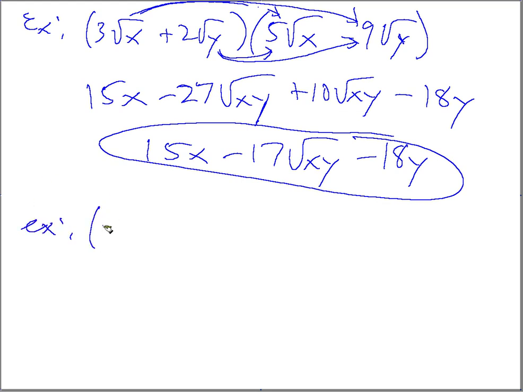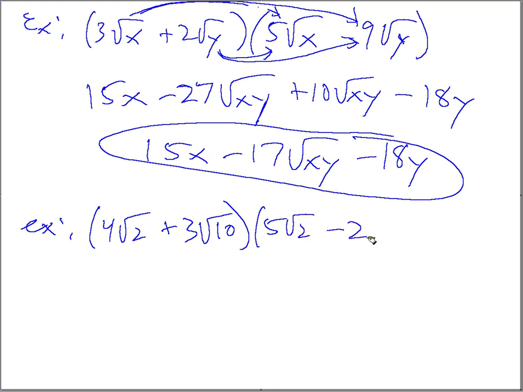Take a look at 4 root 2 plus 3 root 10, times 5 root 2 minus 2 root 10. Let's go and try this one. So get 2 arrows on top, 2 arrows on the bottom. So 4 root 2 times 5 root 2 is going to be what? 4 times 5 is what? 20. Root 2 times itself is just 2.